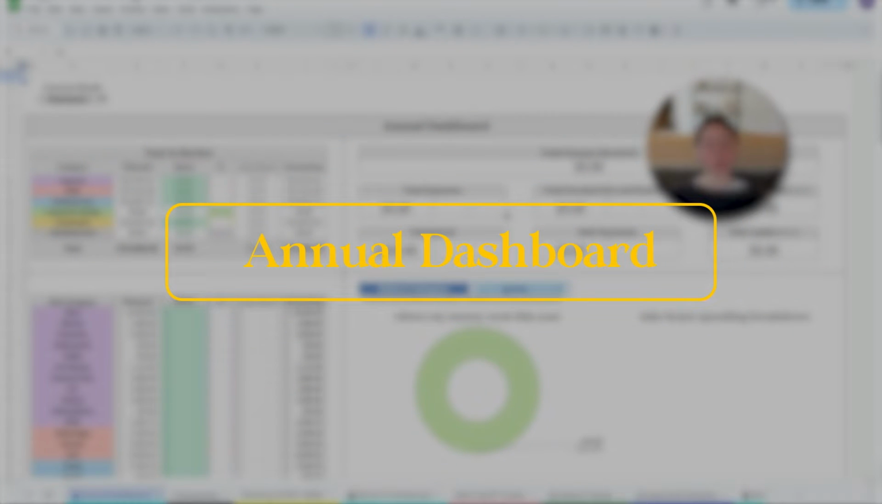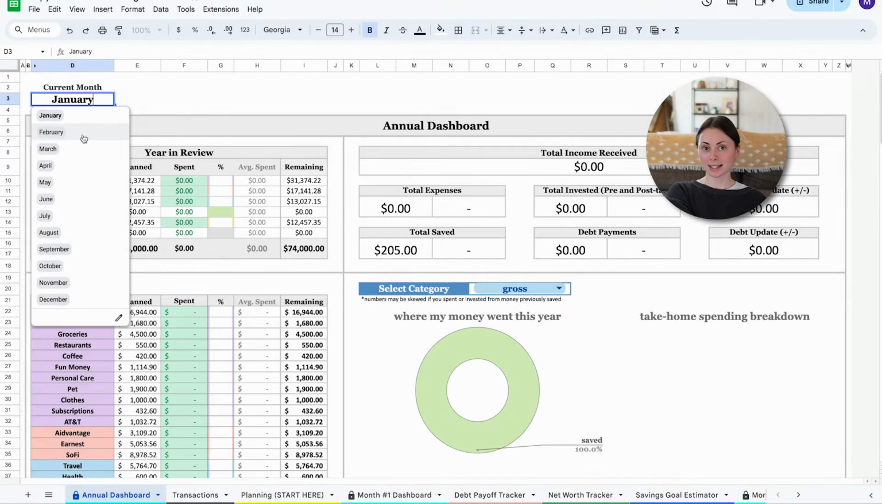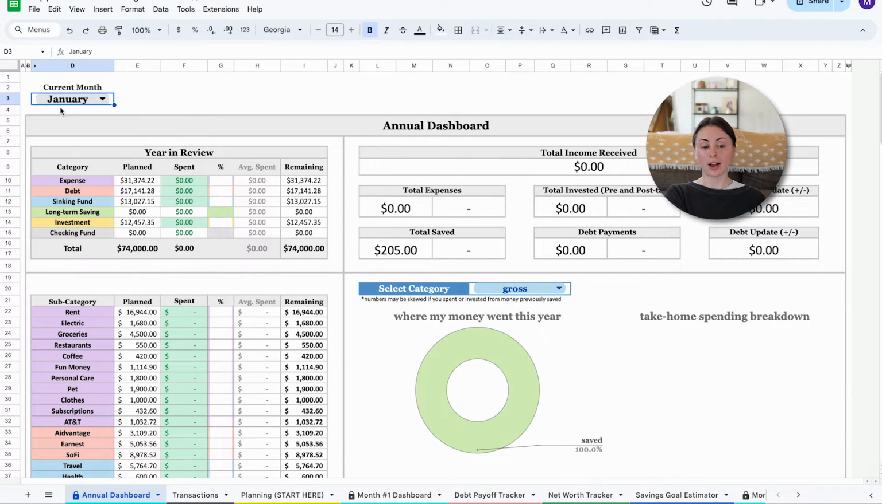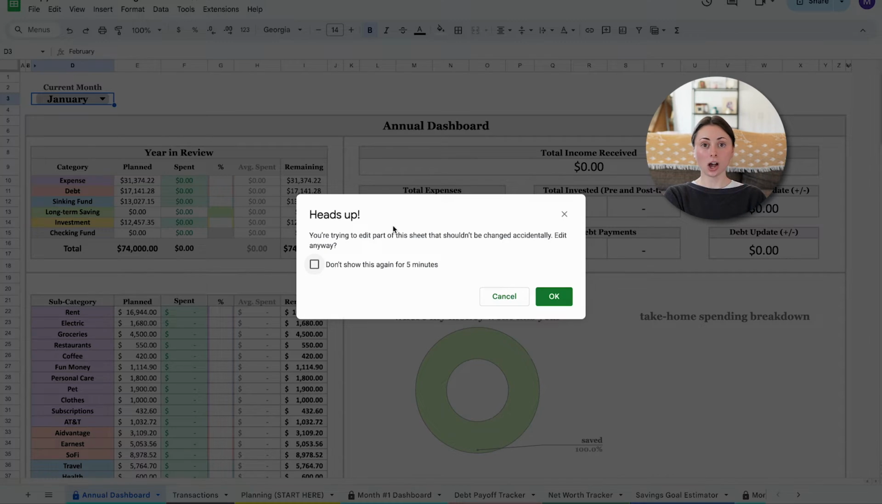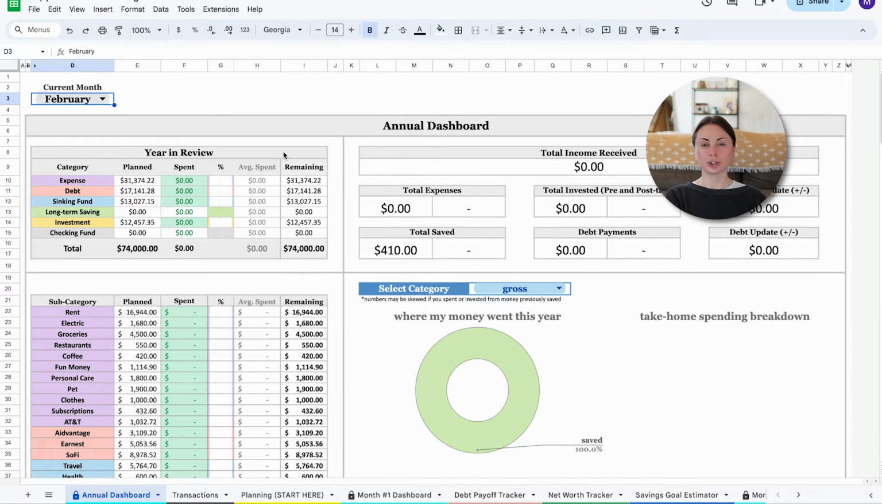So onto the annual dashboard. This got a little update from the last template. You can enter your current month, so you can see what the status is for any specific month as you go through the year. If I'm starting in January, I'll have it as January, obviously. And then once I move on to February, this is locked because there's no changes you're doing on this template, but you do need to change the month. It's okay to go ahead and change the month and say, yeah, I know I'm editing, but just don't change or delete anything else.